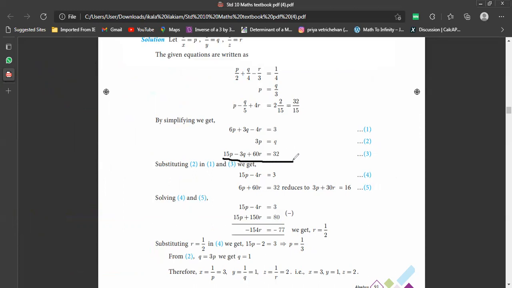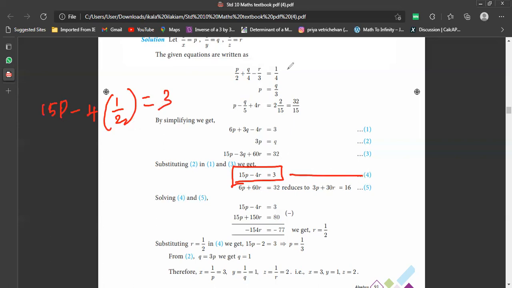Look at the third equation: 15P minus 3Q plus 60R equal to 32. You can substitute in the equation 1 or equation 3. Anything is your convenience. So can we substitute it in equation 5? Yes, we can do that. I think this is also very convenient. Like you have 15P minus 4R, R is 1 by 2, equal to 3. This would be very simple.